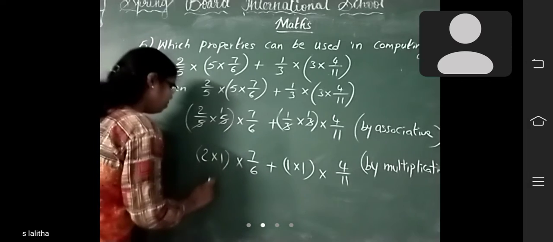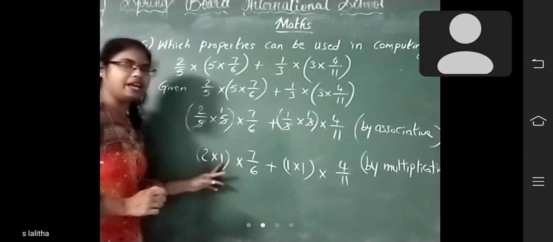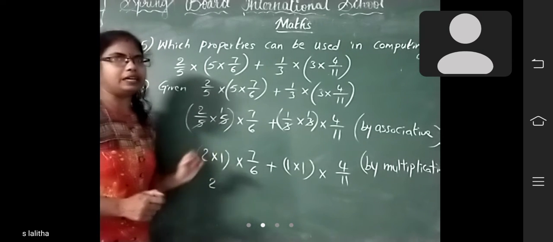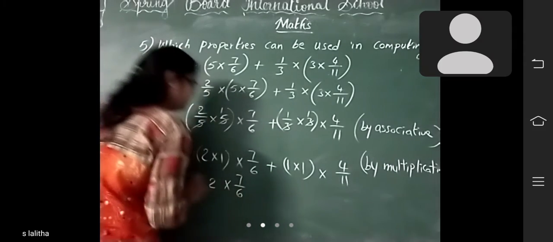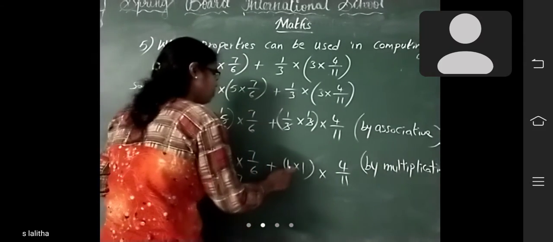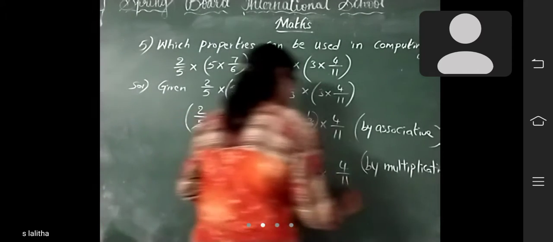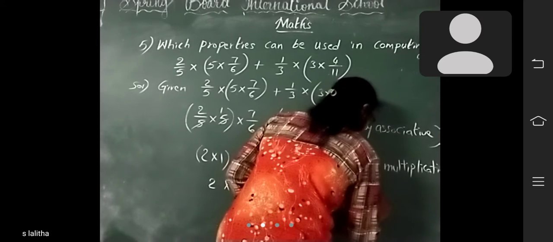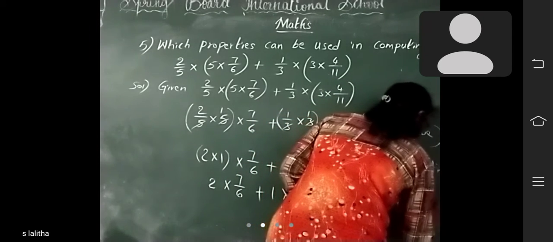Now 2 into 1, how much? 2. So here you multiplied by 1. So which property is that? Multiplicative identity. 2 into 7 by 6 plus 1 into 1, 1 into 4 by 11. So this property is by multiplicative identity.